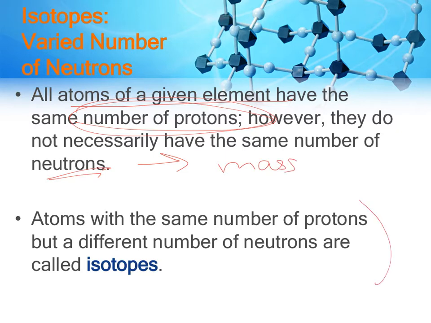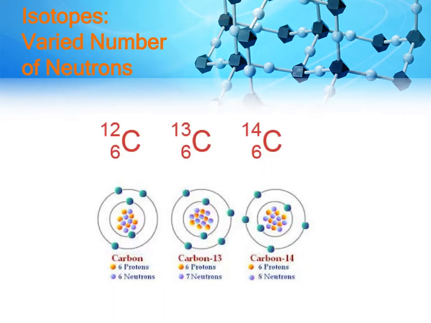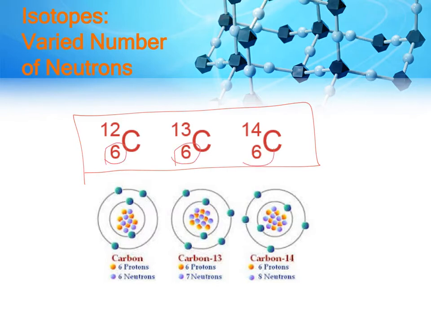This is a really important concept and definition to understand. Atoms that have the same number of protons but a different number of neutrons, and therefore different mass, are called isotopes. It turns out that every single element on the periodic table consists of not just one isotope but multiple isotopes. For example, looking at carbon again, here are 3 isotopes of carbon, and we know they're all carbon because they all have an atomic number of 6.